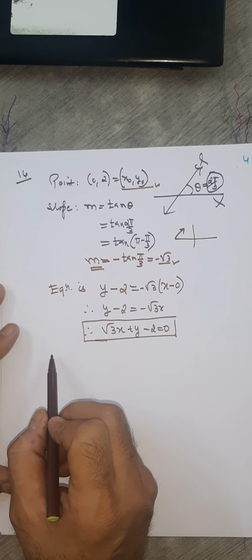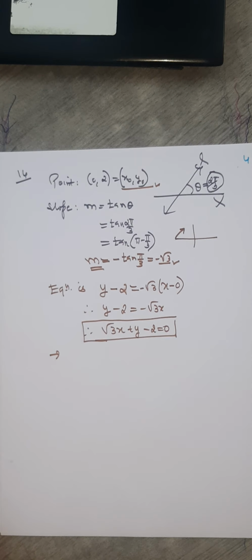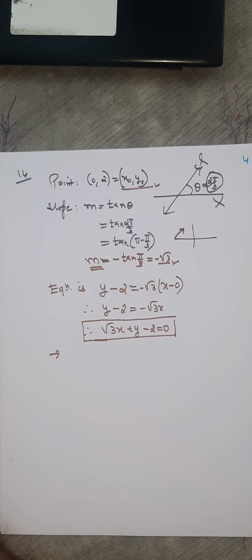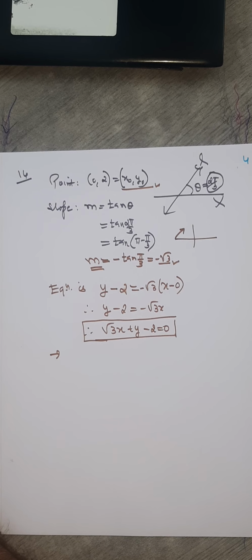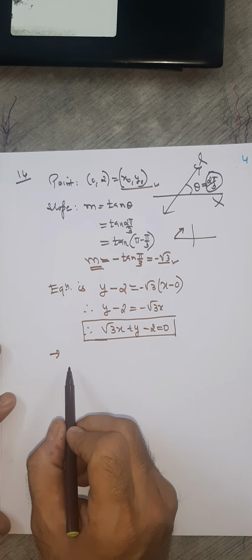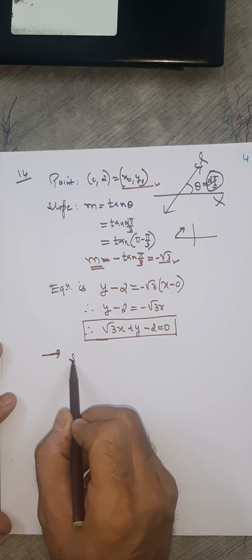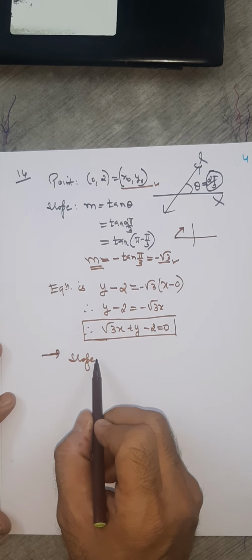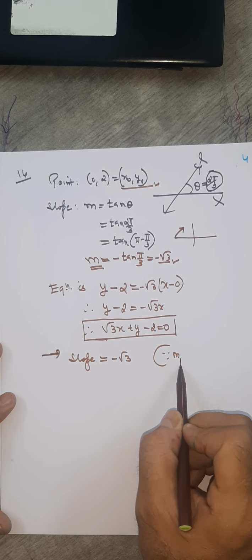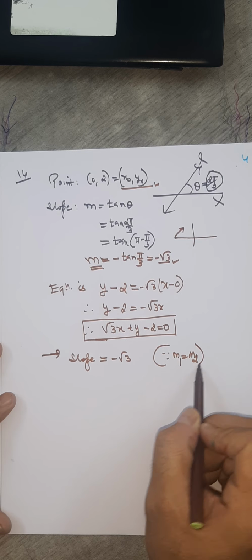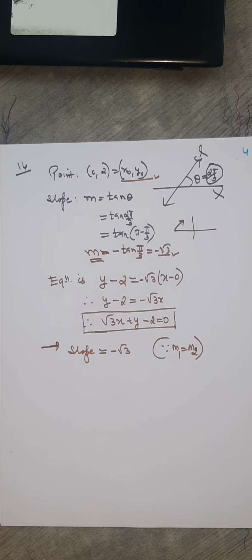Further, something more is being asked in this question. What is the next thing in the same question? Also find the line parallel to it. So you need a parallel line. The slope will be the same for the next part, since the word parallel is given. The slope will again be minus root 3. Which concept have you used? m1 equals m2.